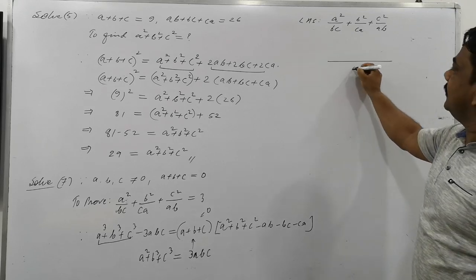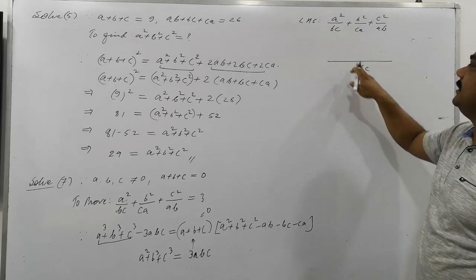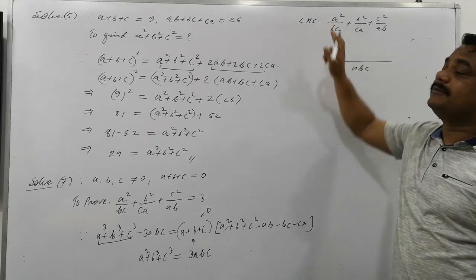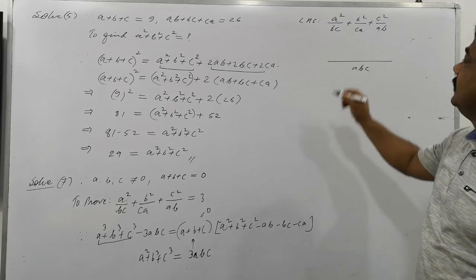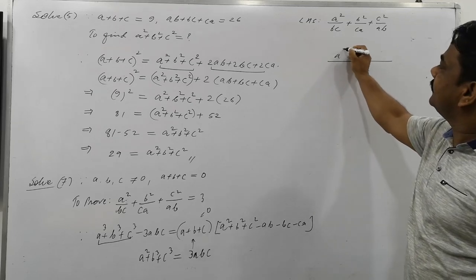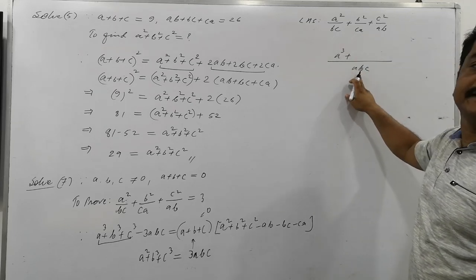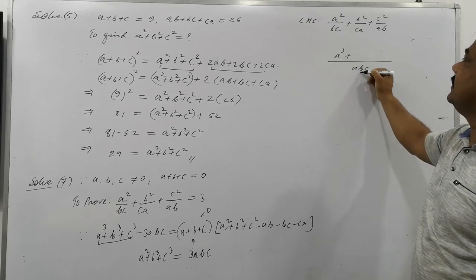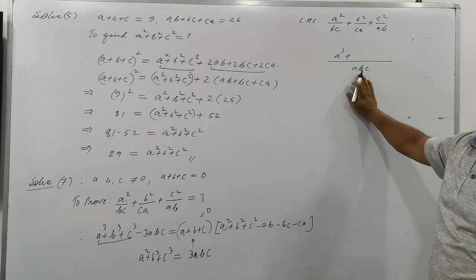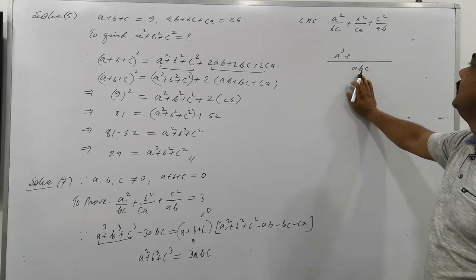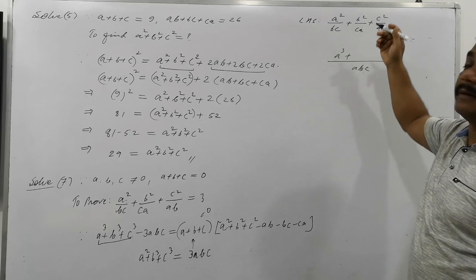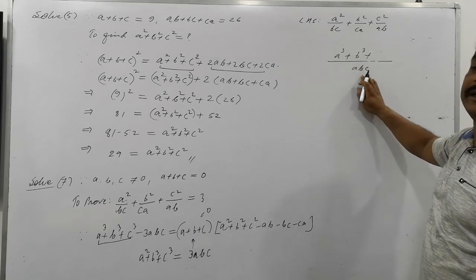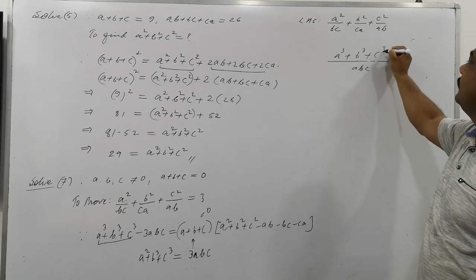So what is the LCM here? ABC. Divide ABC by BC, BC and BC cancel. What comes here? A. And A is to be multiplied to the numerator. It's A cube. Again, CA divides ABC. What comes? B. B cube. CA will divide ABC. What will come? B will come. B will multiply, B cube. And B is to multiply ABC. C. And there will be C cube here.